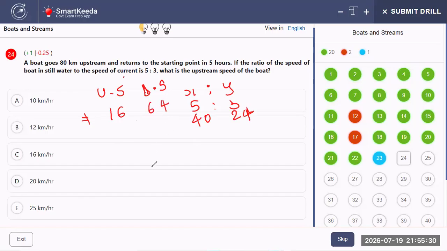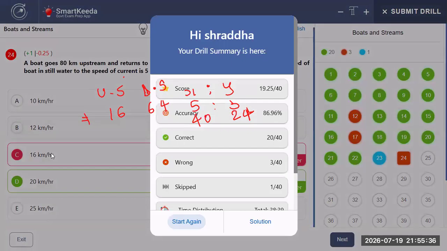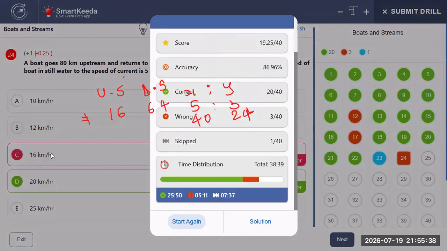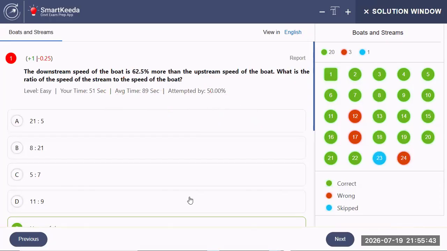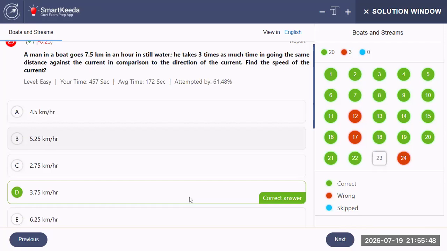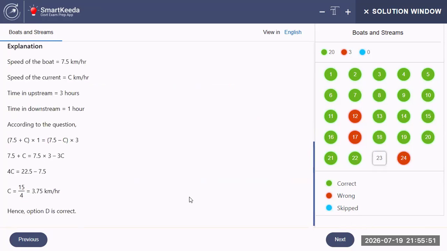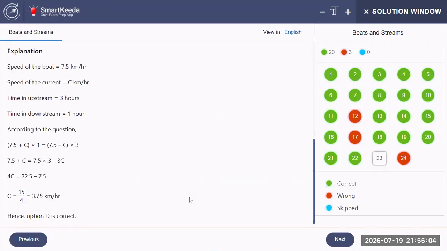What is the upstream speed? Upstream speed. पहले तो ये, yeah, it's a big question. Upstream speed, time upstream, yes, 3 hours. Time downstream, was an hour. In an hour, still water downstream. Speed of the current.